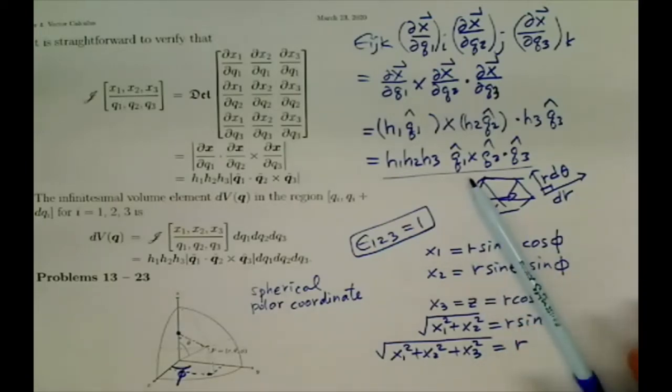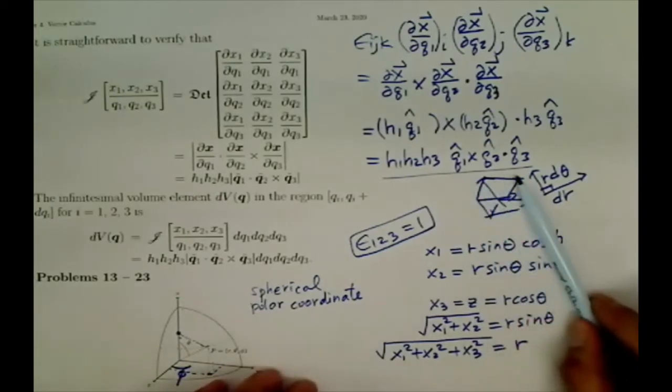For example, in the spherical polar coordinate system and the cylindrical coordinate system, these unit vectors are all perpendicular to one another. And we usually choose the coordinates cyclically, so that epsilon 1, 2, 3 equals 1. So for q1, q2, q3, the triple scalar product, if they are in order, an even permutation, becomes 1.